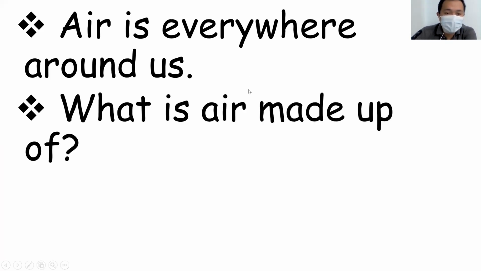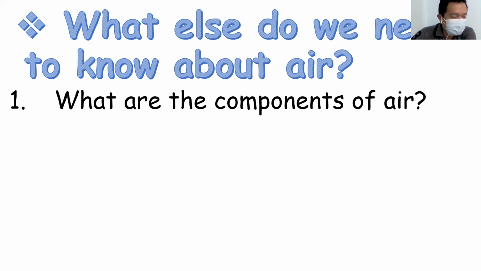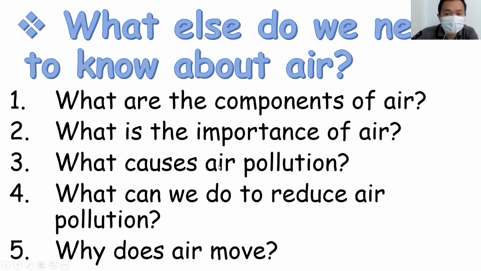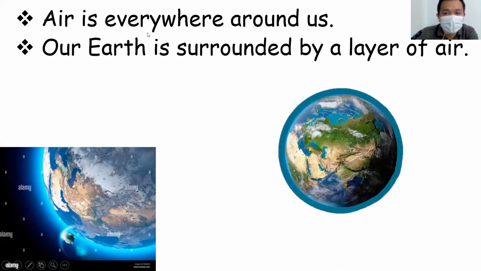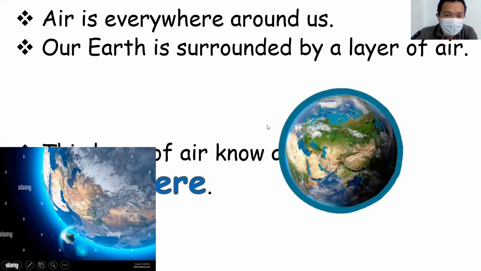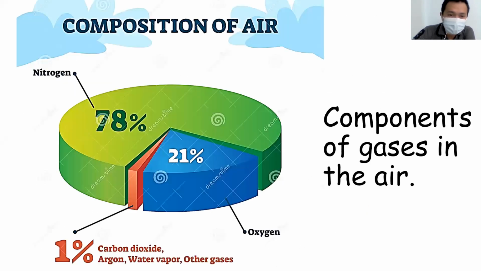And what is air made up of? It is made of these components. And yeah, air is everywhere. Our Earth is surrounded by the layer of air, and this layer is known as atmosphere. So we talked about this one already, and let's proceed directly to this one.